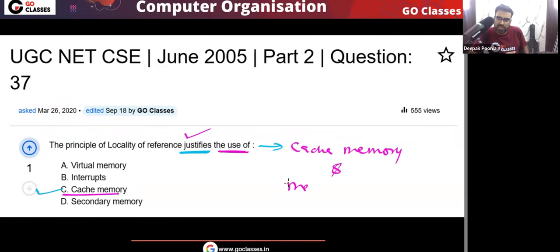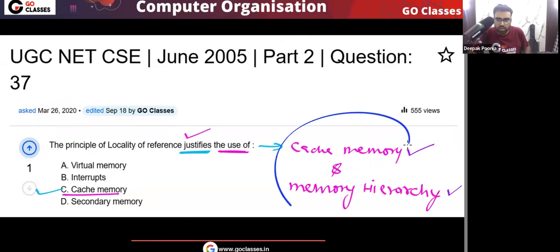and memory hierarchy. If they ask you some MSQ question, and in the MSQ question this cache memory option is also there, and this memory hierarchy option is also there, then remember, the answer will be both cache memory and memory hierarchy. These two concepts are successful only because of locality property, because of this principle of locality of reference. Very simple.